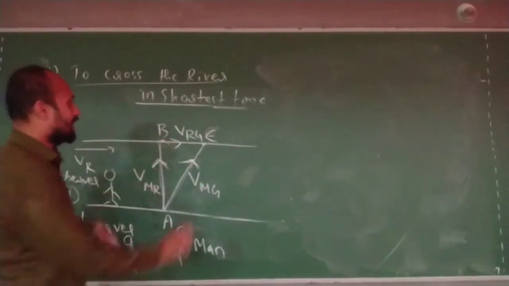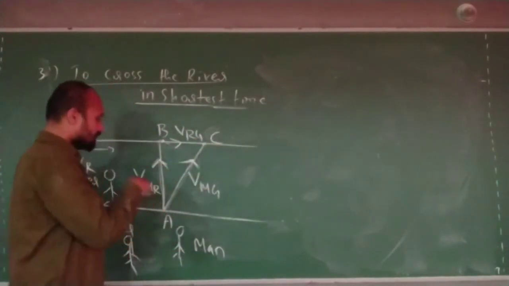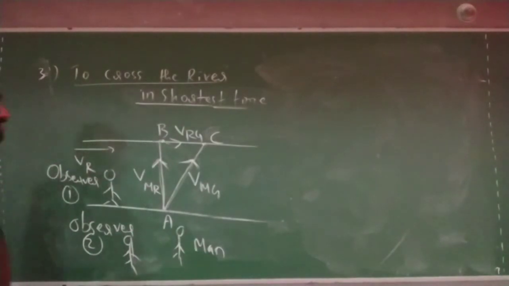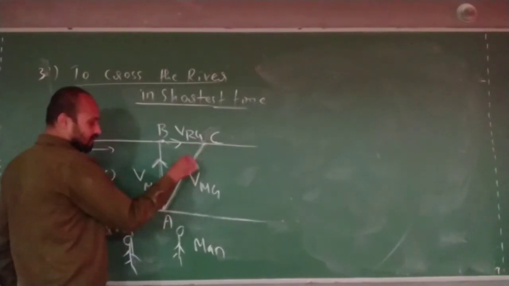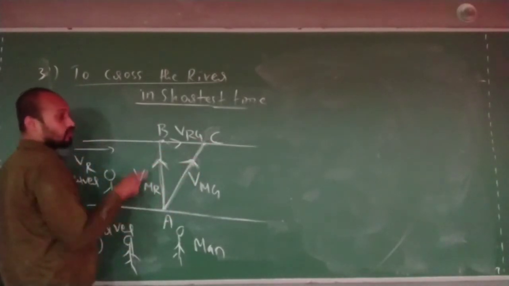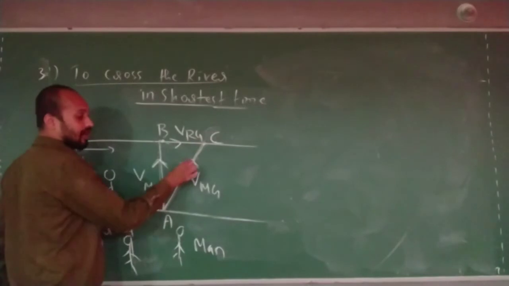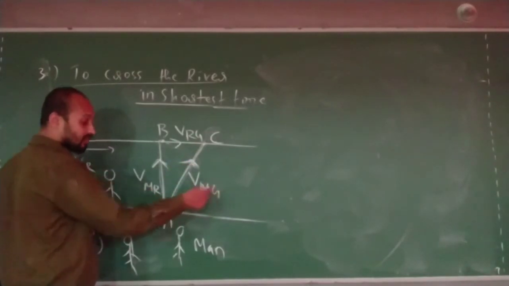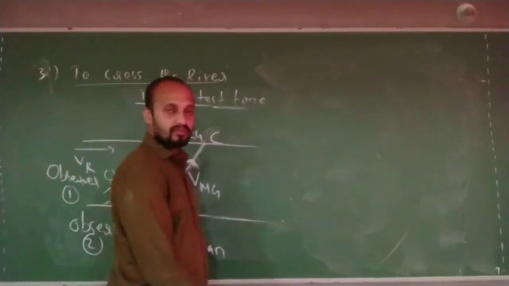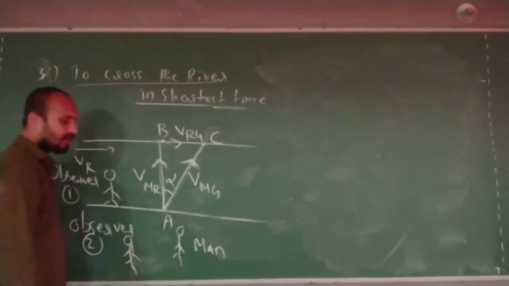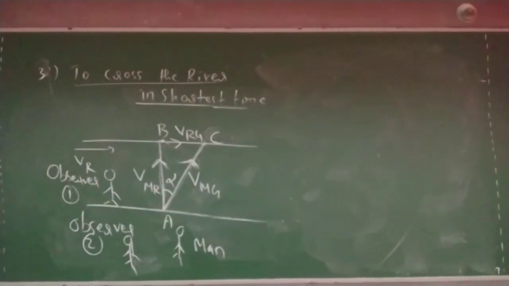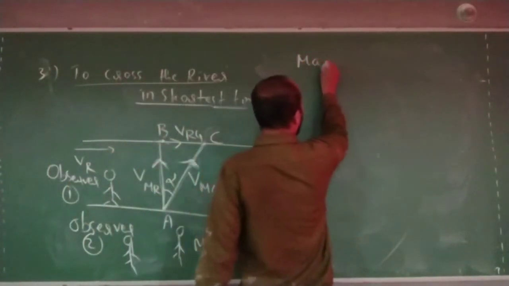So make a triangle here. This is triangle ABC. Time taken, magnitude of resultant velocity. Your resultant velocity is this one. That is the velocity of a man with respect to the river plus the velocity of the river with respect to the ground. This will become the velocity of a man with respect to the ground. This is the resultant velocity. So we will find it. If I take this angle as alpha, first we will find the magnitude of the resultant velocity. What is the magnitude of the resultant velocity here?